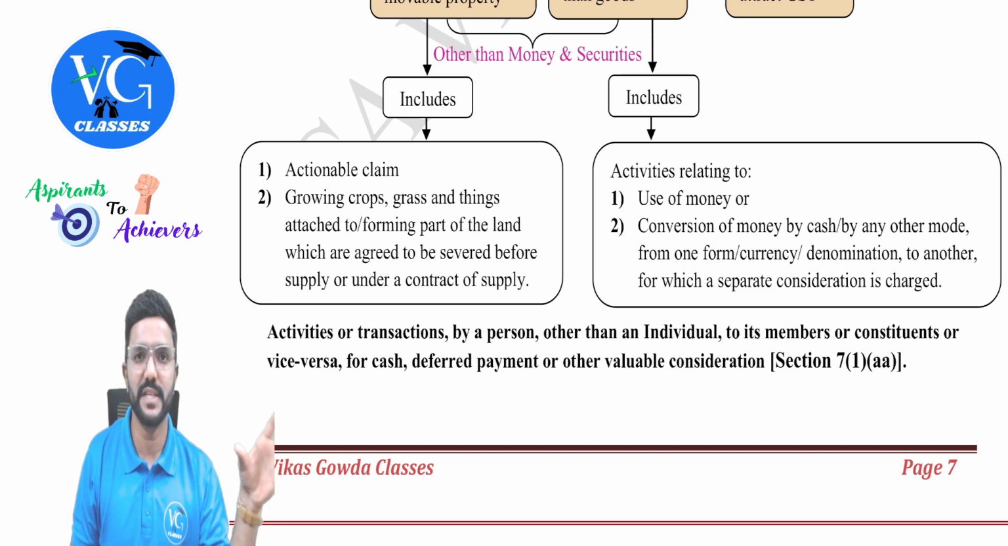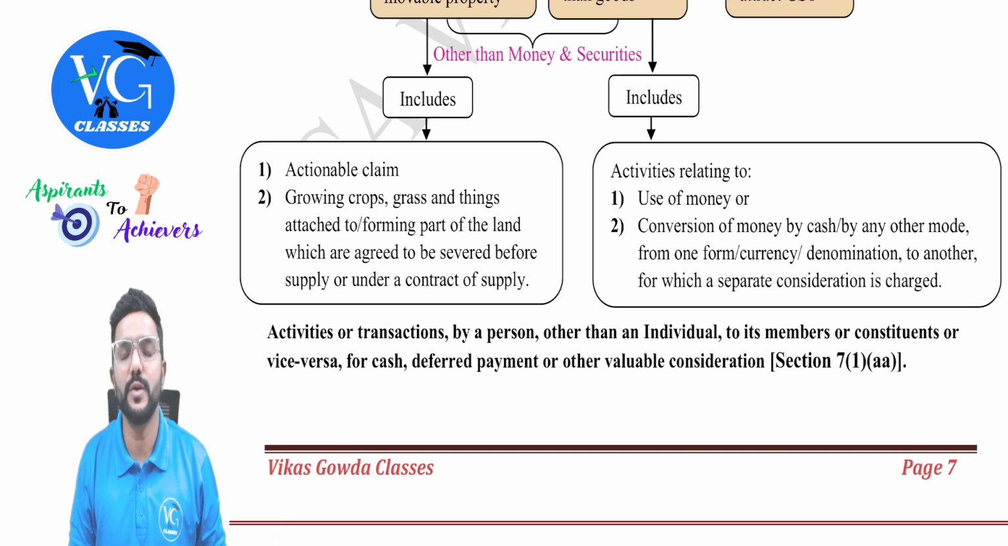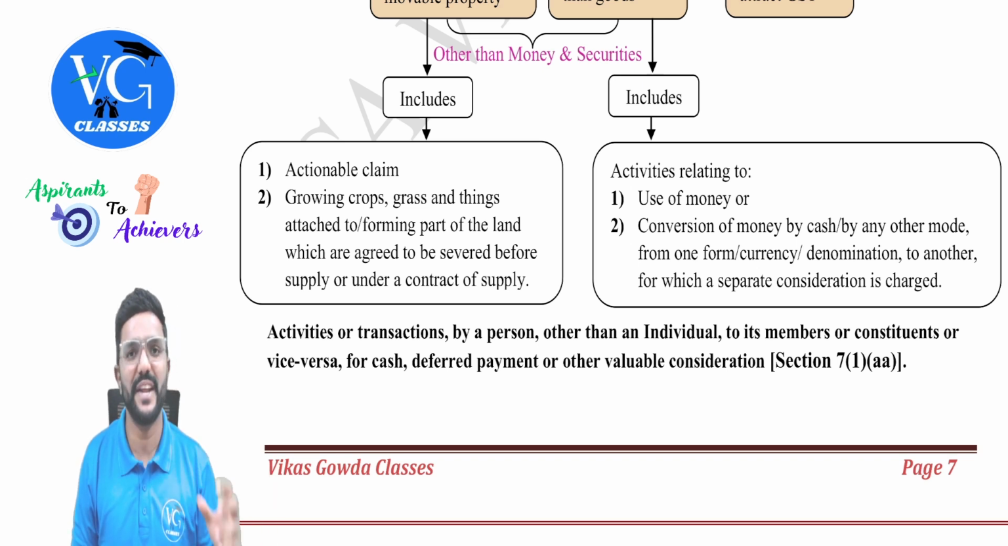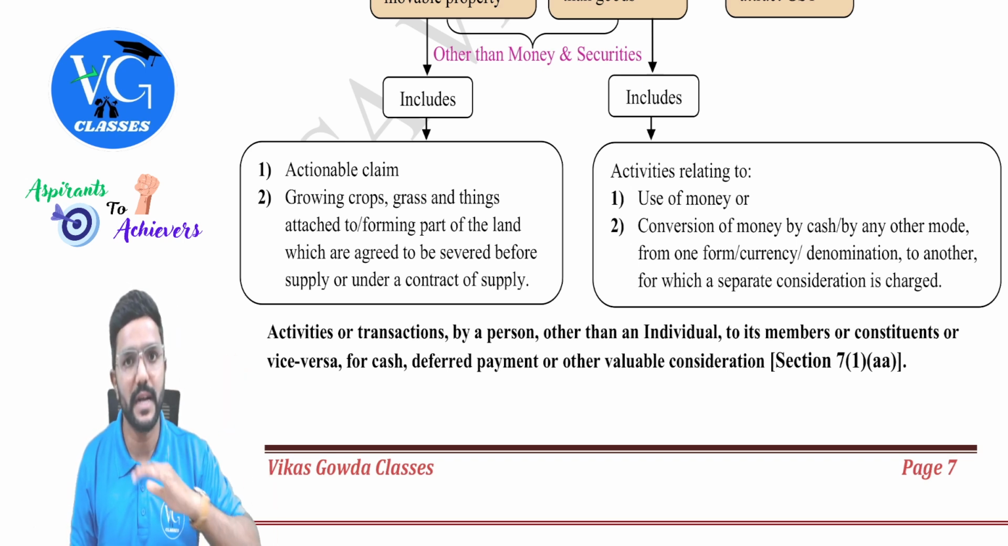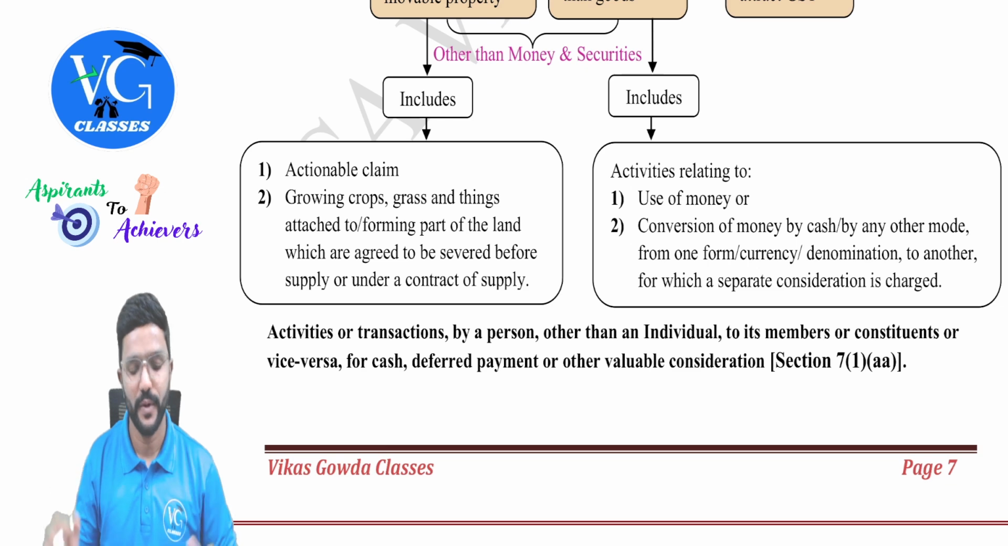Now assume there are crops grown on the land. Now I have agreed that I will sever this crop and sell it to you. So is it a goods? Yes. If it is attached to the land, it will not be a goods. But if I have agreed to sever it or cut it down and sell it to you, then it becomes a goods, guys.